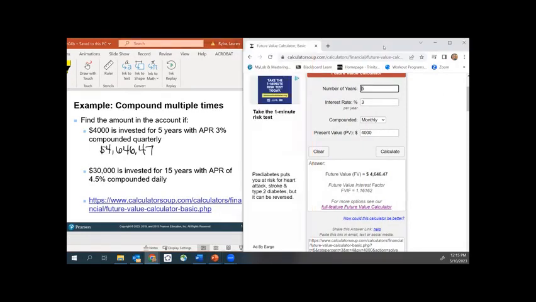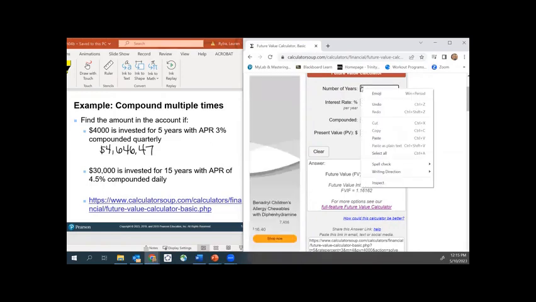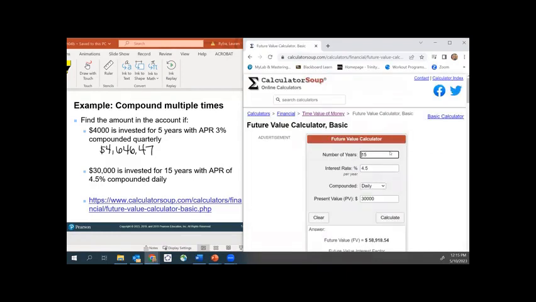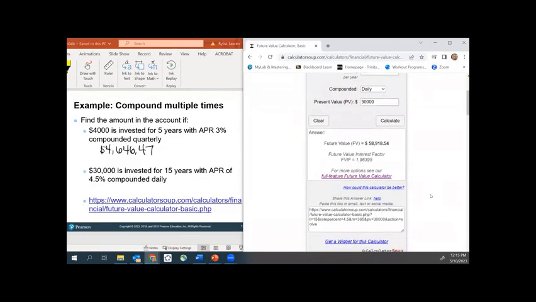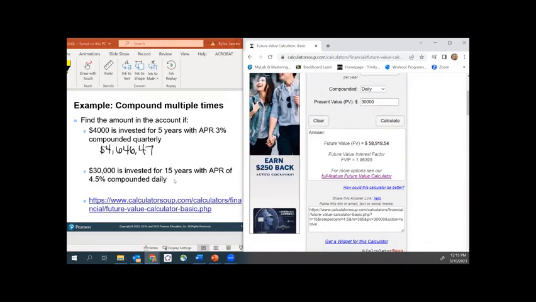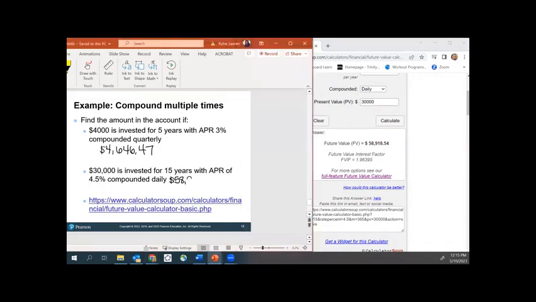Let's do the next one. $30,000 is invested. So that's my initial investment, $30,000, for 15 years. Interest rate this time is 4.5%, and it wants daily. So I'm going to click daily, and then click compute. And this one here is going to give us a final value for 15 years of $58,918.54.